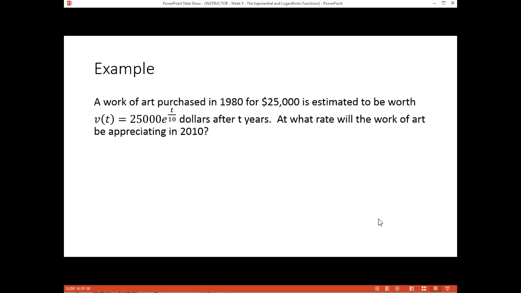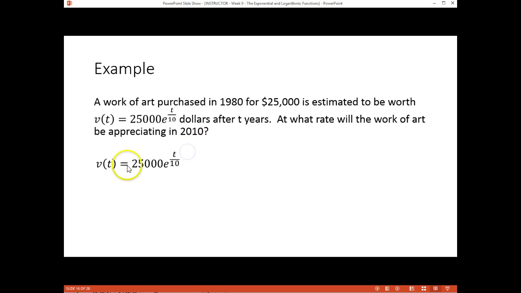The way these exponential functions work is that you have a beginning value, and at time 0, e to the 0 over 10, any base to the 0 power is just 1, so at time 0 we start out with the initial value of the artwork, which is 25,000. And this is how its appreciation is growing exponentially. It says at what rate? Well, we do know that derivatives give us a rate of change.